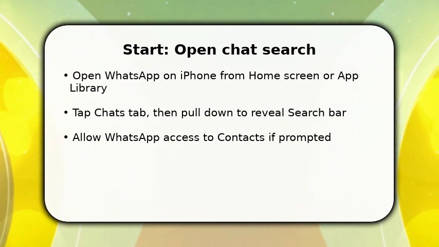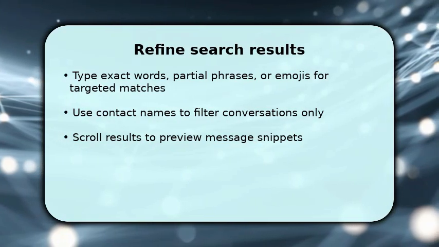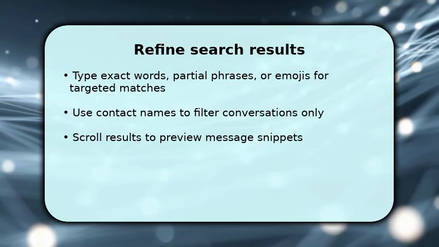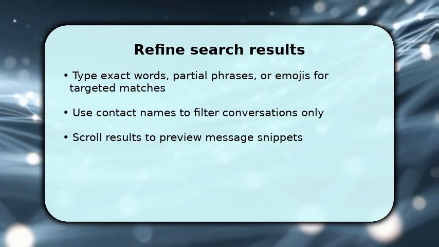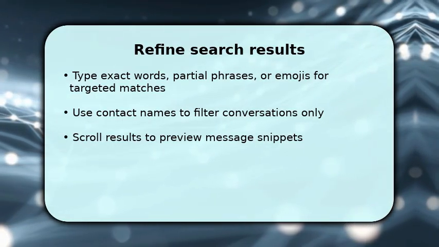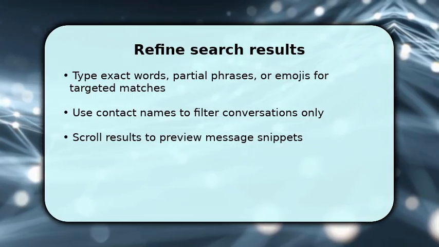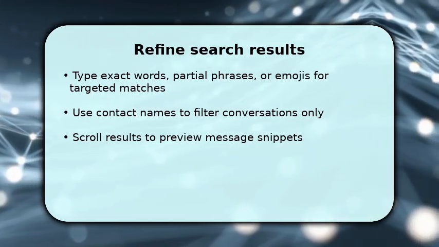Once you see initial results, refine with more precise text. Type a full phrase or include an emoji to narrow matches. You can also enter a contact name to limit results to that chat. This helps when the keyword appears across many groups.